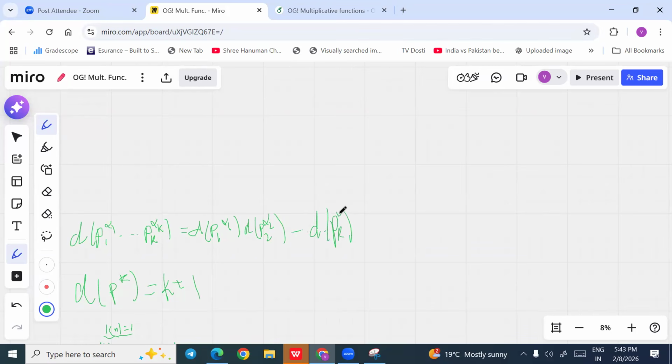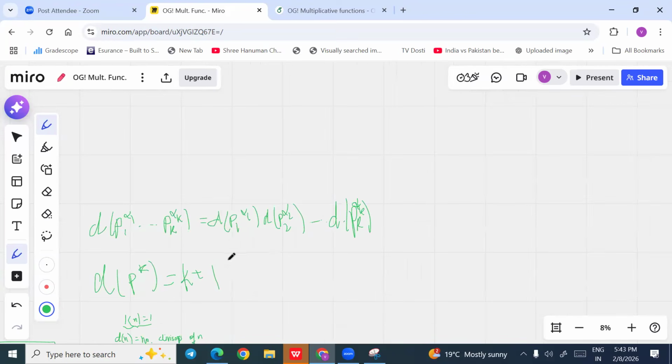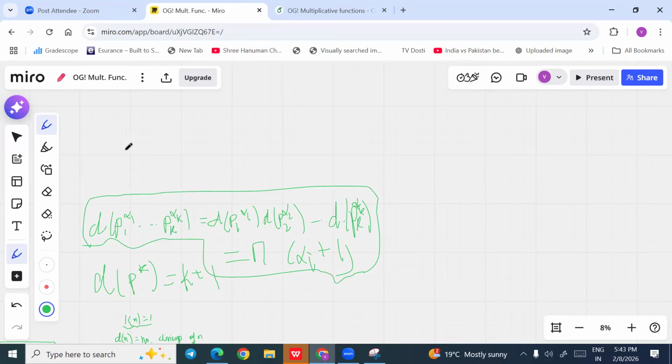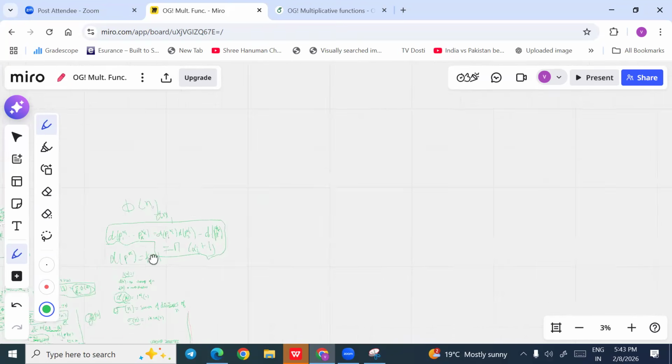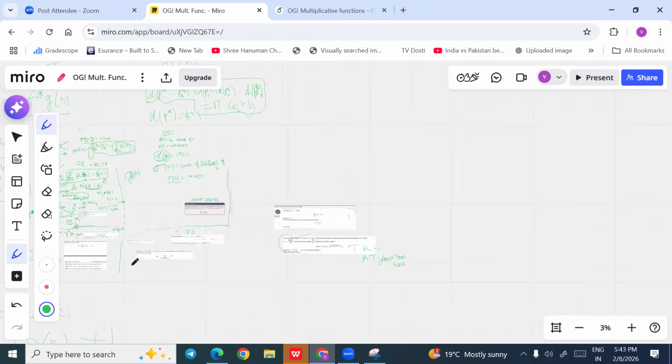So this just turns out to be the product of (alpha_i plus 1). And therefore we have a formula for it in general. And we can get the general formula for phi of n, tau of n, d of n, and so much more. So that's why this thing is very useful in particular.